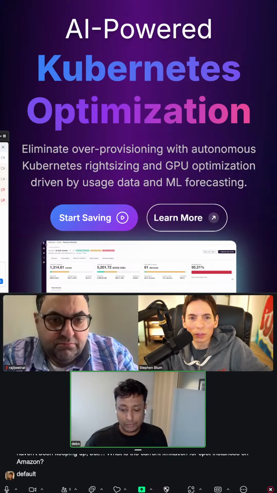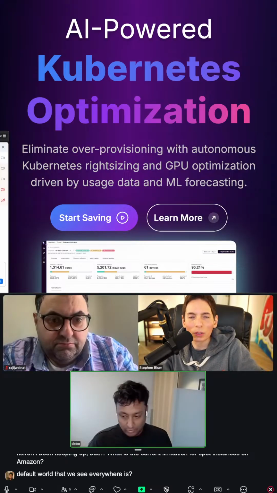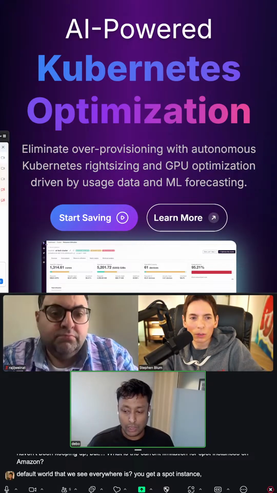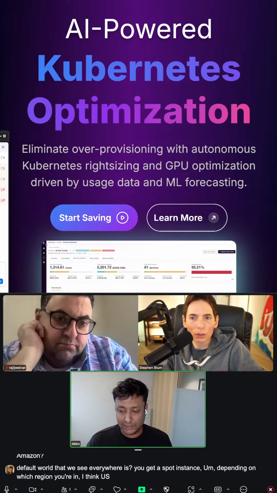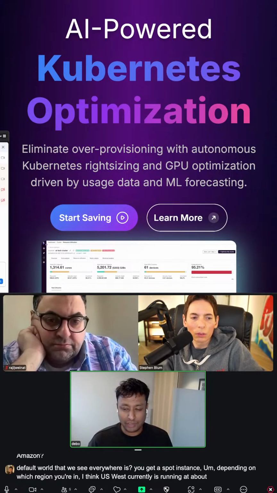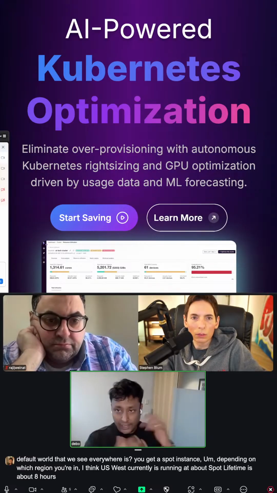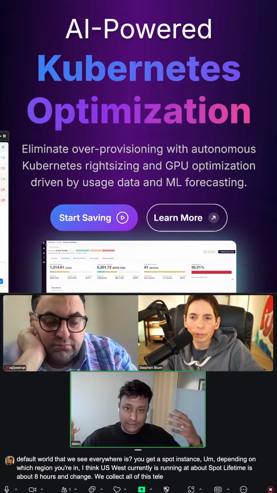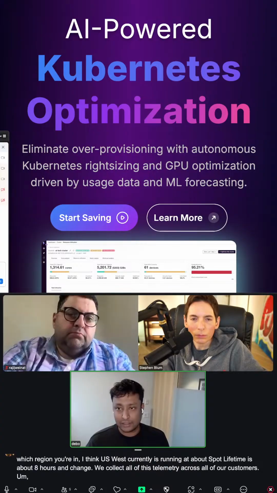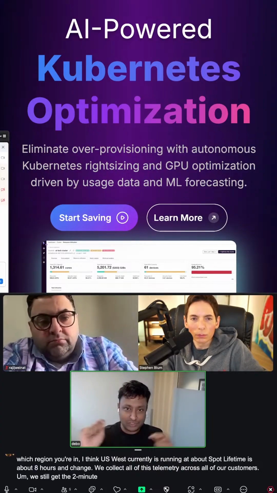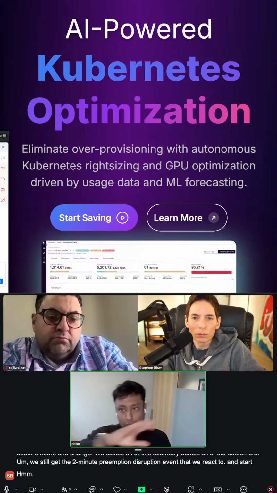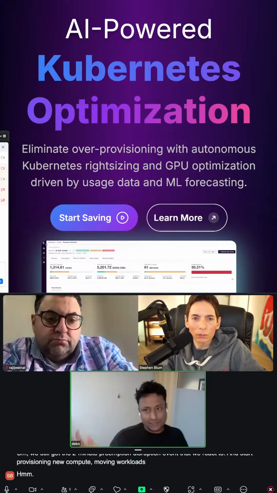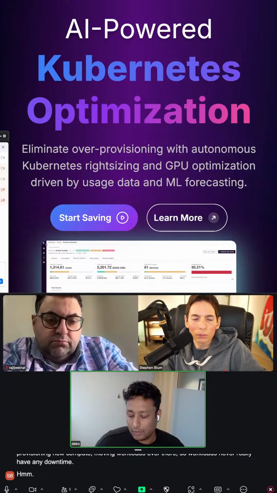The default world that we see everywhere is you get a Spot instance. Depending on which region you are in, US West currently is running at about, Spot lifetime is about 8 hours and change. We collect all of this telemetry across all of our customers. We still get the 2-minute preemption disruption event that we react to and start provisioning new compute, moving workloads over there. So workloads never really have any downtime per se.